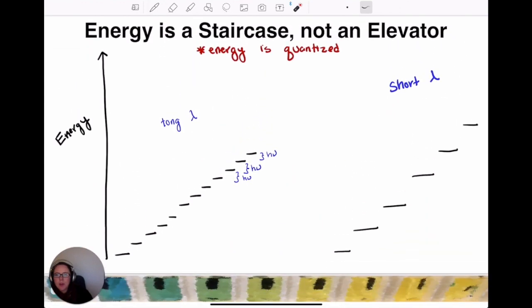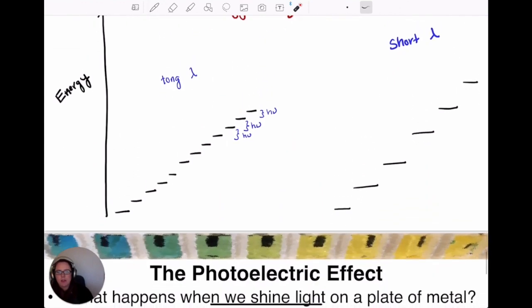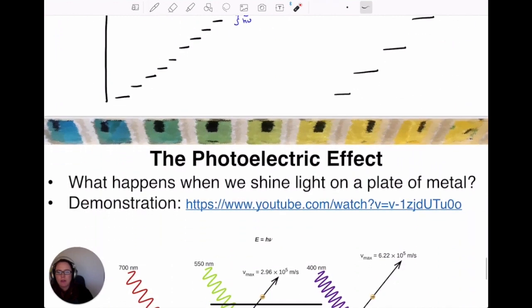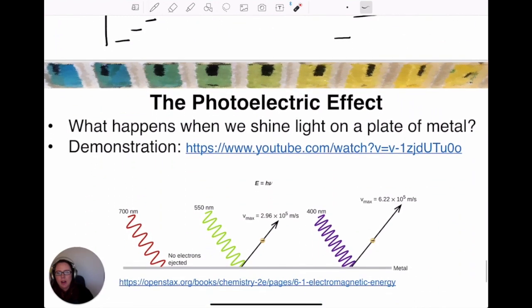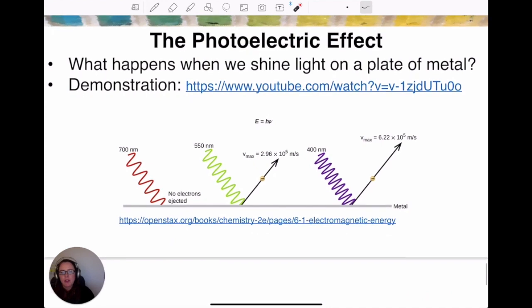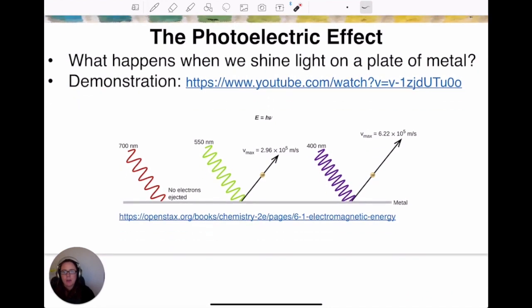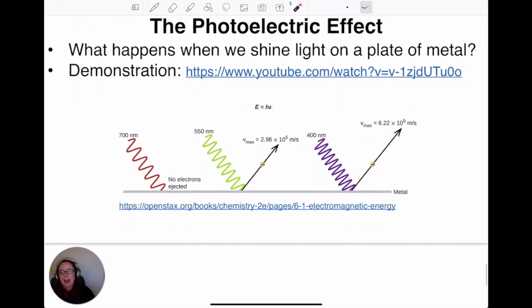Okay, so another really important piece of the puzzle here is something called the photoelectric effect. So I'm going to show you another video on a demonstration on the photoelectric effect, and then we'll come back and talk about it.